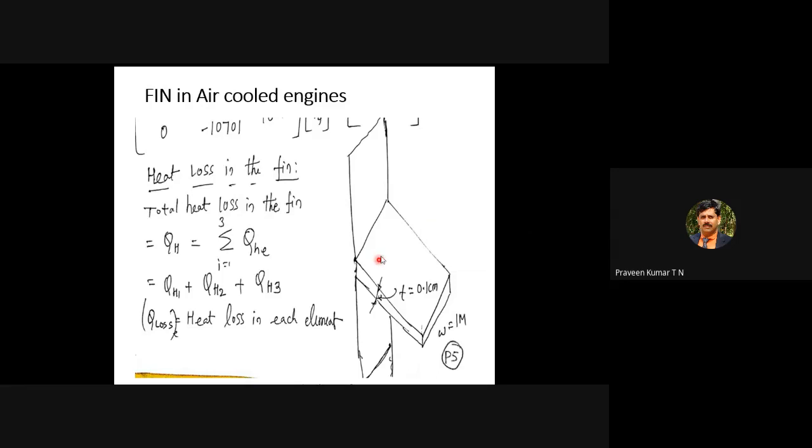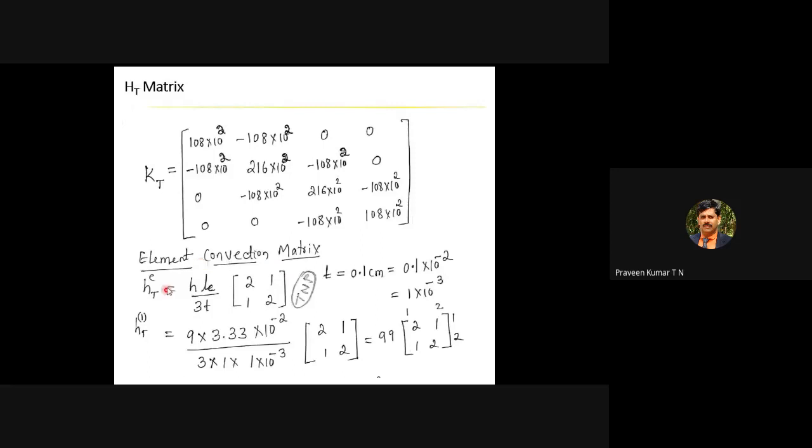Some amount of heat is moving along this direction because of conduction. That's why you have to consider the conduction matrix. And some amount of heat is lost on the top surface as well as the bottom surface. That is by convection. Hence, you are considering convective heat transfer.